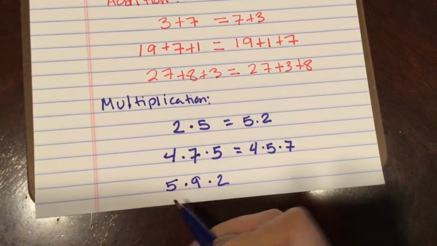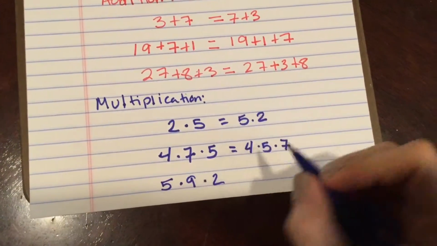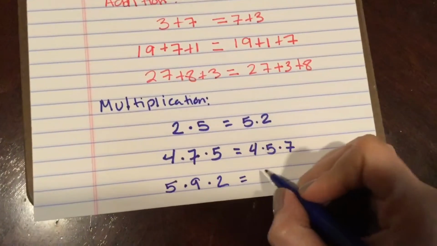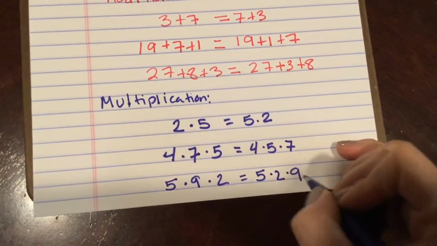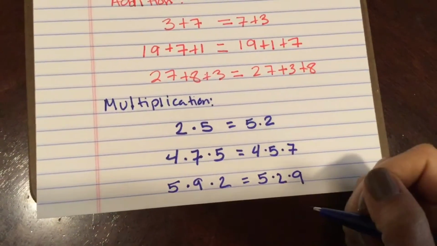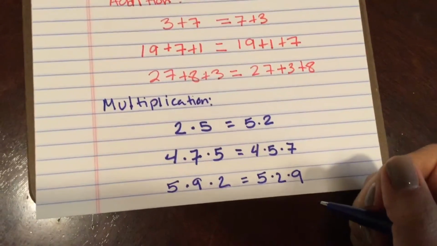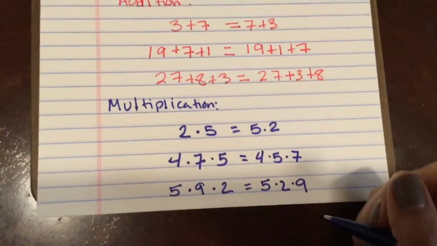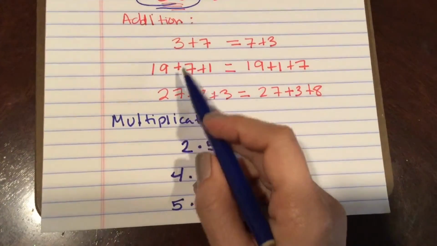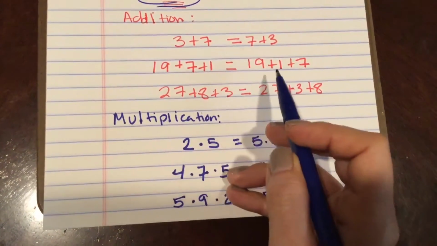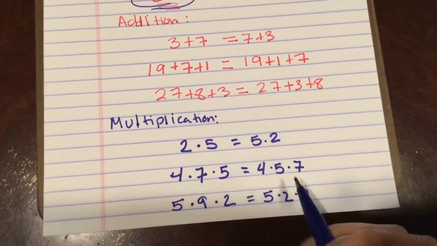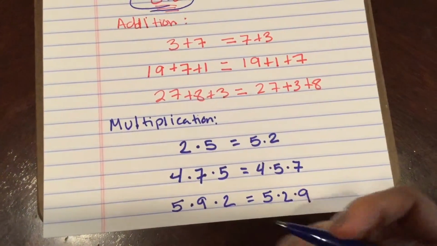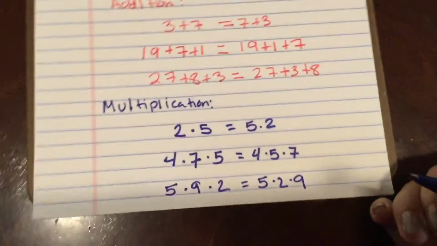So 5 times 9 is, okay, 45 times 2. Some of you can do that pretty quickly. An easier way to do this would be 5 times 2, 10 times 9. Everybody can do 10 times 9. That would be 90. So commutative property of addition, you can change the order to add the numbers easier. Multiplication, same thing. How can I rearrange these numbers in order to get the answer quicker?